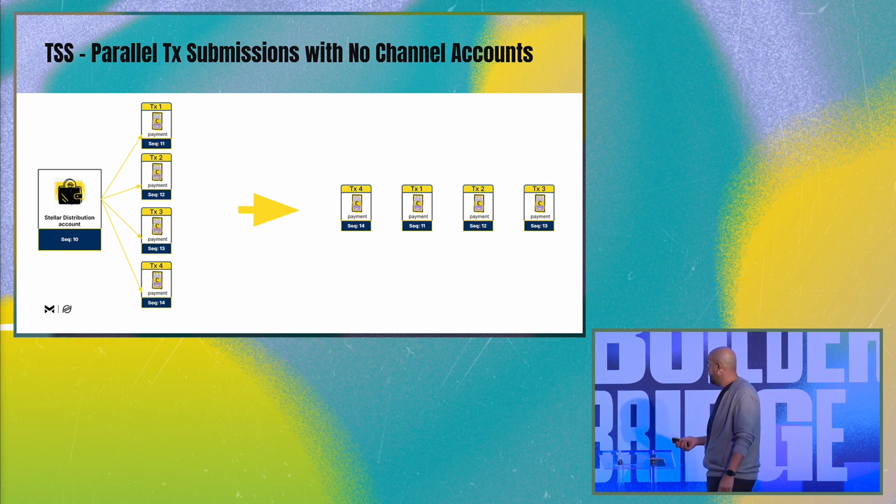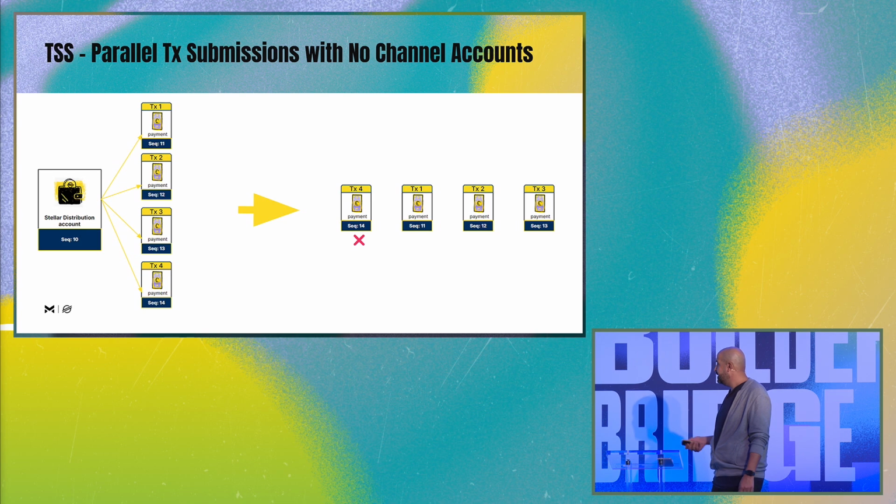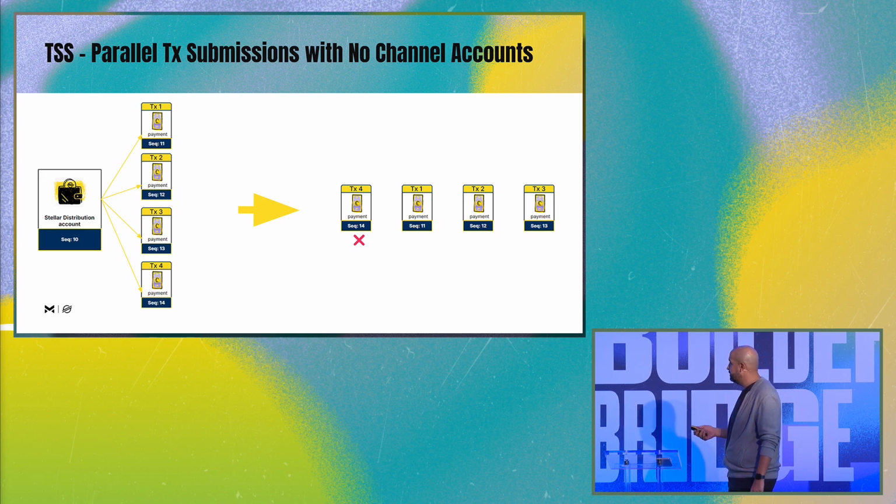So what will happen here is, of course, number 4 arrives first, and then you get a tx_bad_seq error, and you're going to have to manage that and retry again. Not the best way to build an application around that.